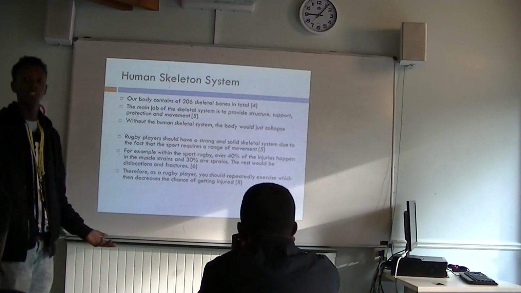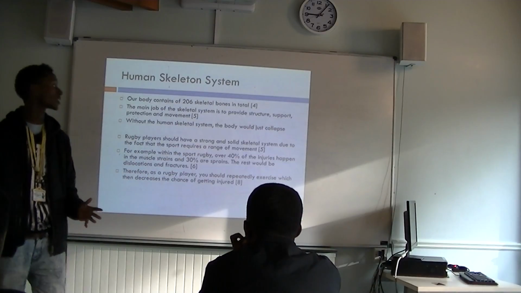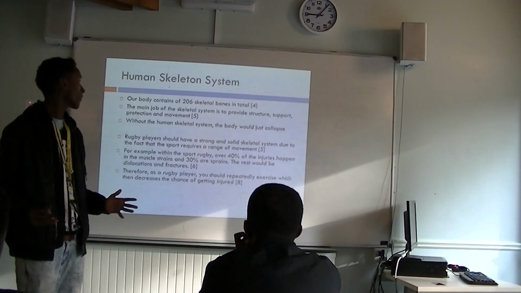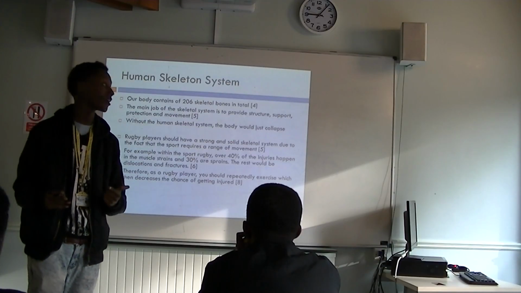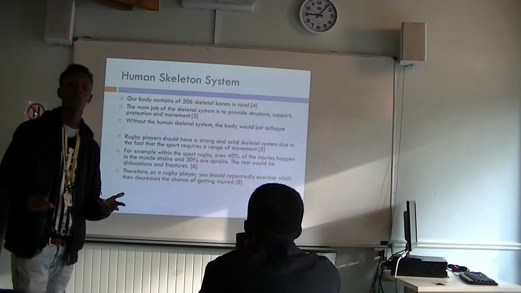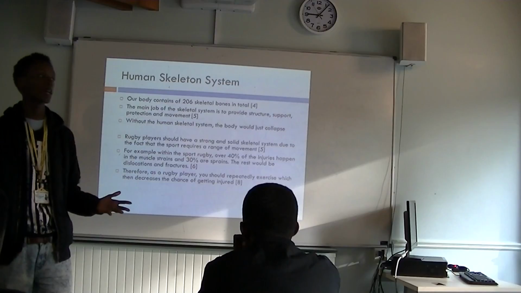So what is the human skeletal system? The human skeletal system contains 206 bones in total. The main job of the skeletal system is to provide structure, support, protection and movement. Without the human skeletal system, the body would just collapse.